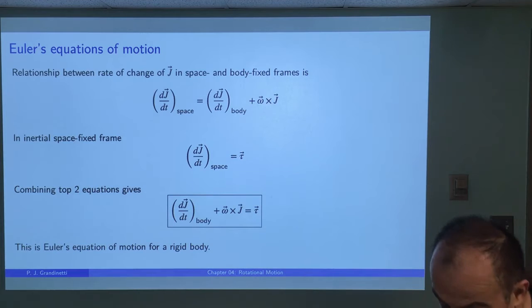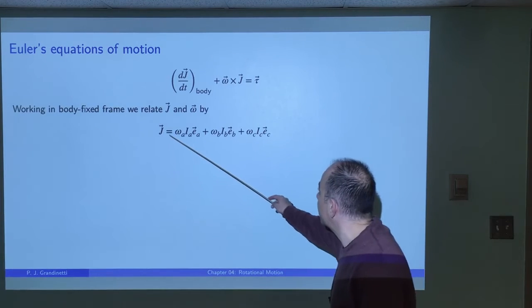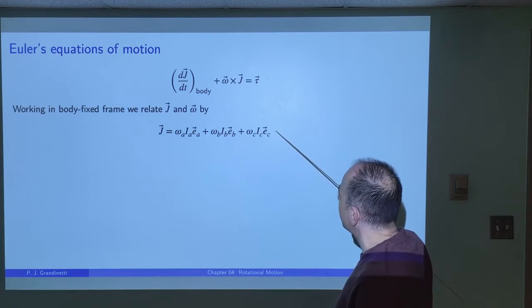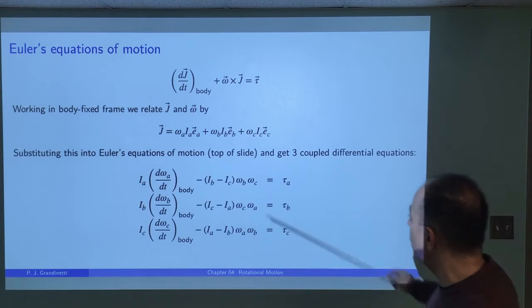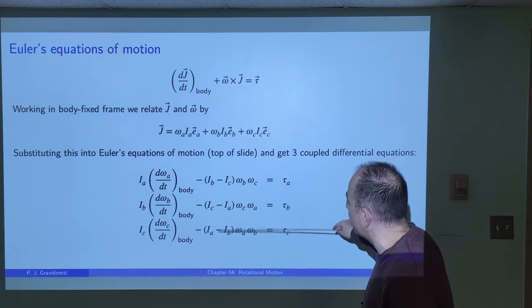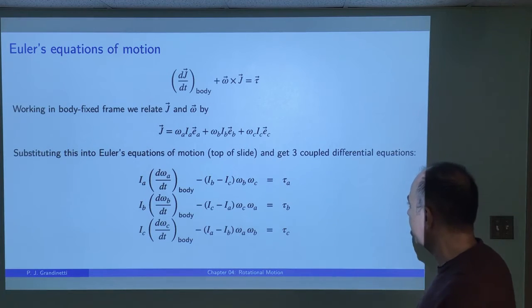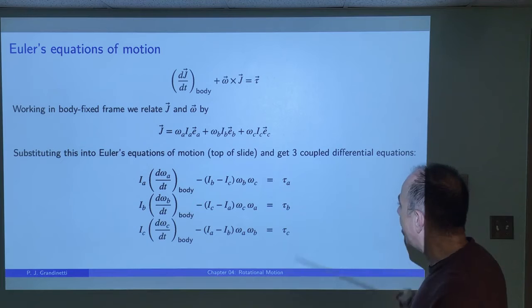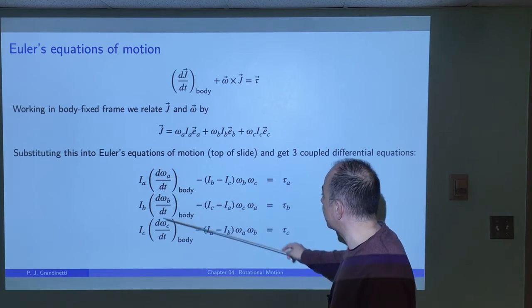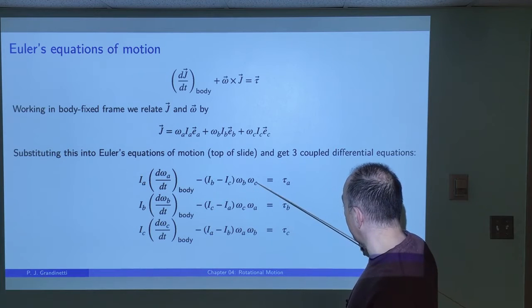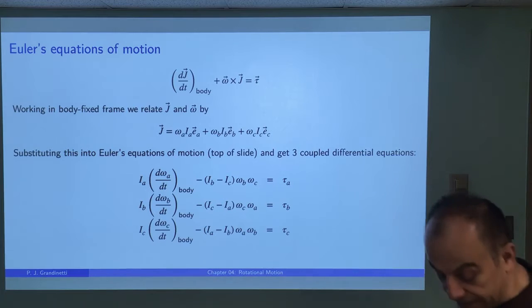This is a vector equation, so we'll look at its components. Let's write the J vector in terms of the principal axis system in the body fixed frame. Then we can take this vector equation and write down all the components, and this is what we get with this definition. So these are three coupled differential equations. You can see that the rate of change of omega A with respect to time depends on omega B and omega C, and similarly for the others.